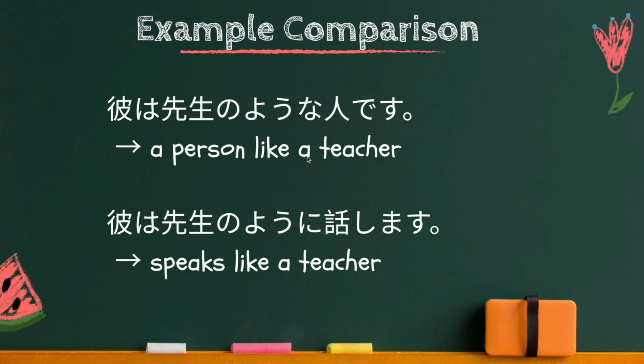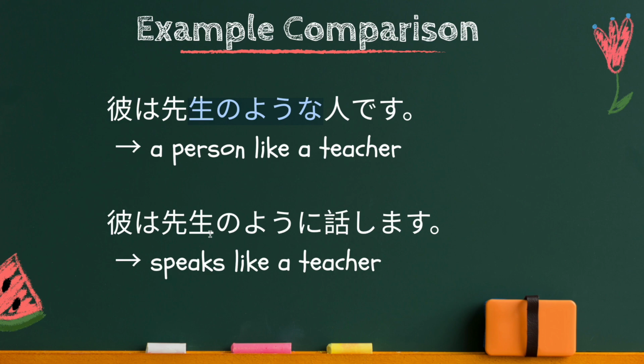Example comparison. A person like a teacher. 彼は先生のような人です。He is a person like a teacher. Noun のような noun. So this part modifies a noun. It functions like an adjective.